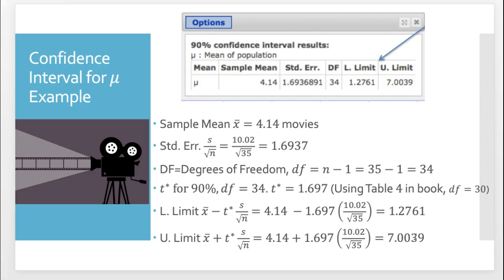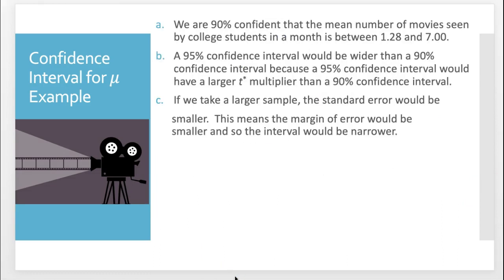But we're not going to use the book. They have it there, but we really want to be using StatCrunch. So going back to the questions now.